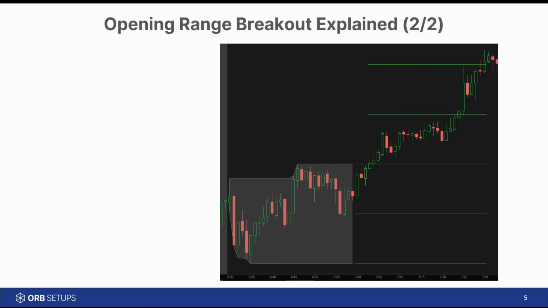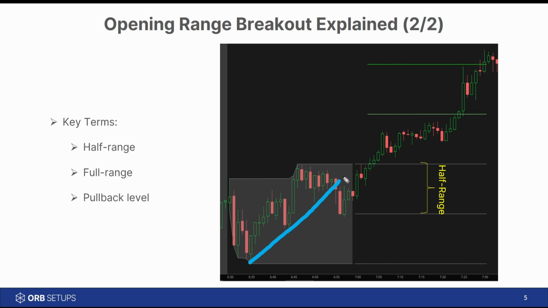Now let's look at this as a full setup. Here's how that setup turned out. If we look at what the half range, the full range, and the pullback levels are, let's start with the half range. That's the first key term you should be familiar with. The half range represents exactly how it sounds, half of that opening range. So initially, if you remember, we looked at this opening range as $1.03. If we were to split that in half, that's what we call the half range.